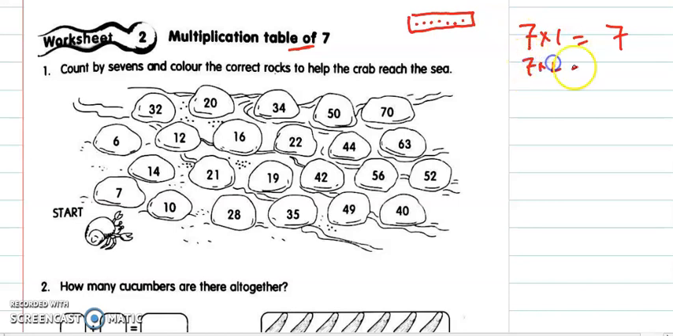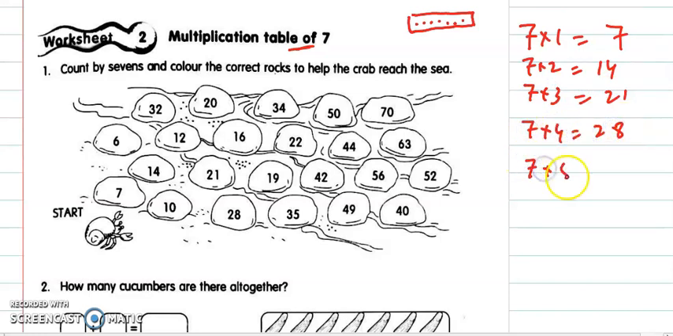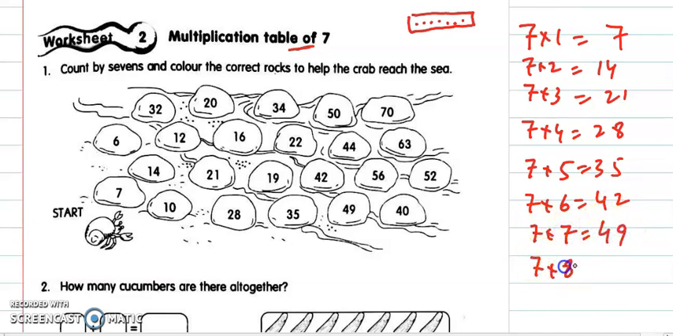Next is 7 times 2, it gives 14. Then 7 times 3, it gives 21. 7 times 4 gives 28. 7 times 5 gives 35. 7 times 6 gives 42. 7 times 7 gives 49. 7 times 8 gives 56. 7 times 9 makes 63, and 7 times 10 makes 70.